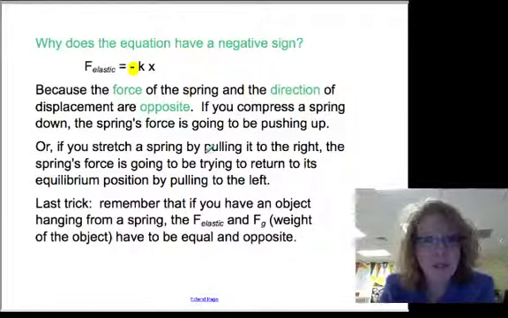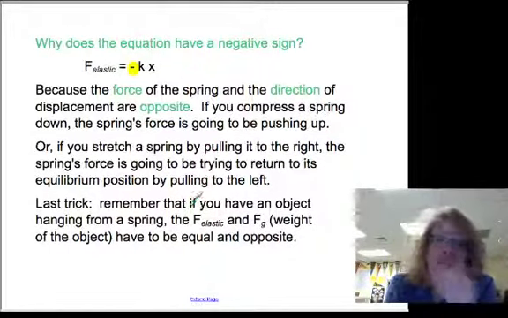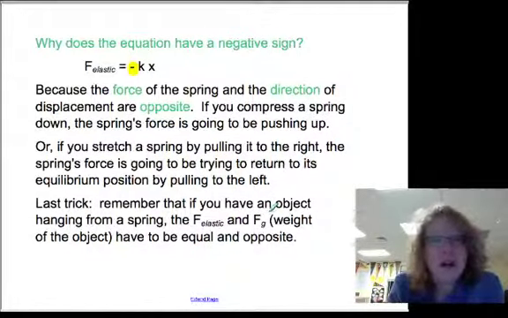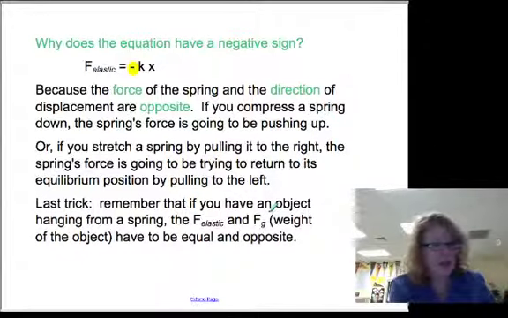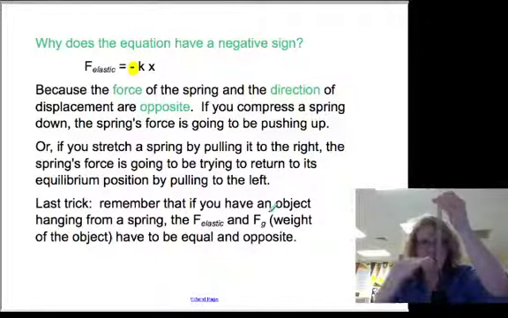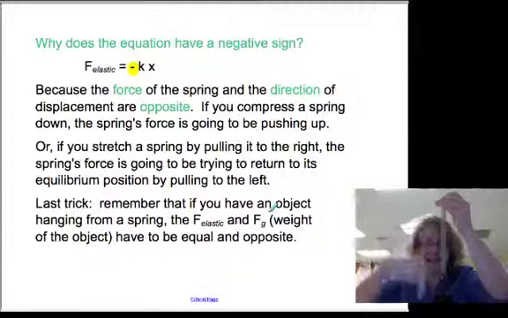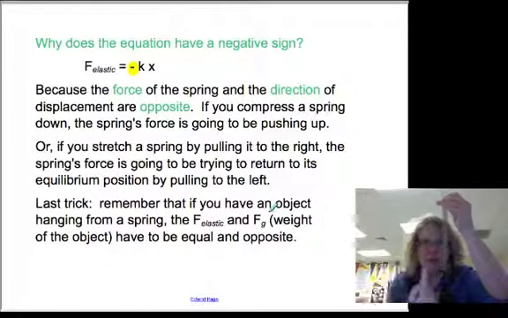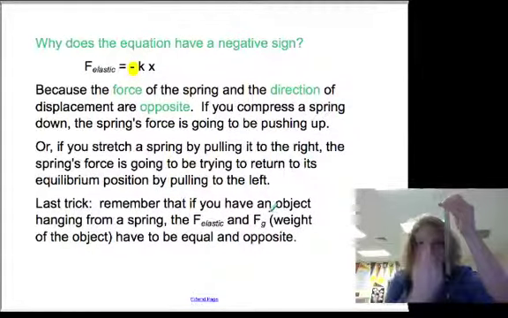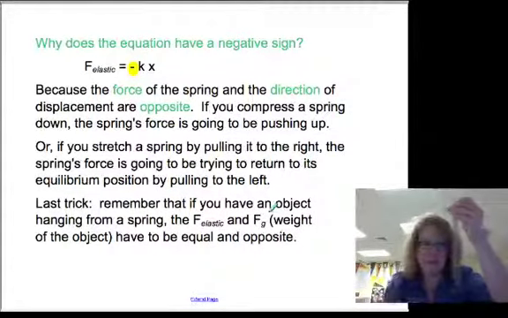And then the last little trick, and we're done. Remember that if you're trying to figure out what F elastic is, if a problem has you calculate Fe and you don't know what that is, and you've got an object hanging on a spring like this, remember this thing is at equilibrium. That means that this force has to be equal and opposite to this force. In other words, Fg is equal and opposite to Fe. And you can use that in any of your math problems.